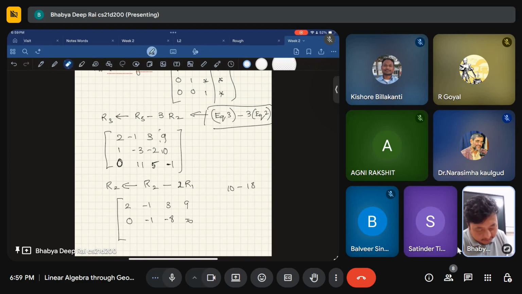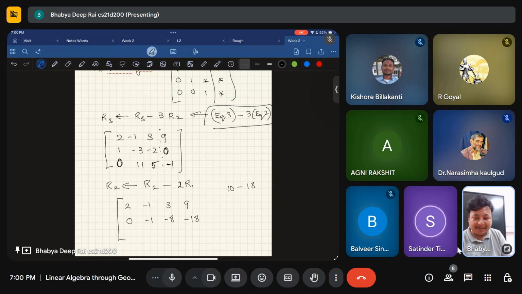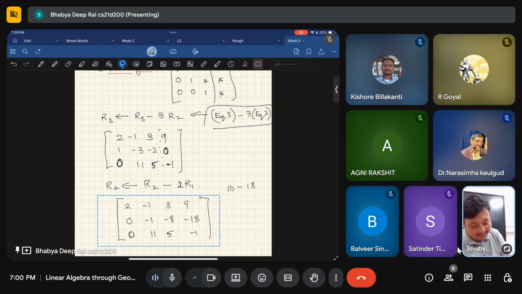Okay, sorry, this is not 10. This is 0. Okay, yeah. This is minus 18. Great, thank you, Satinder. Then you have 0, then you have 11, then 5 here, then minus 1. Okay, great. I'm getting closer and closer to the row echelon form.